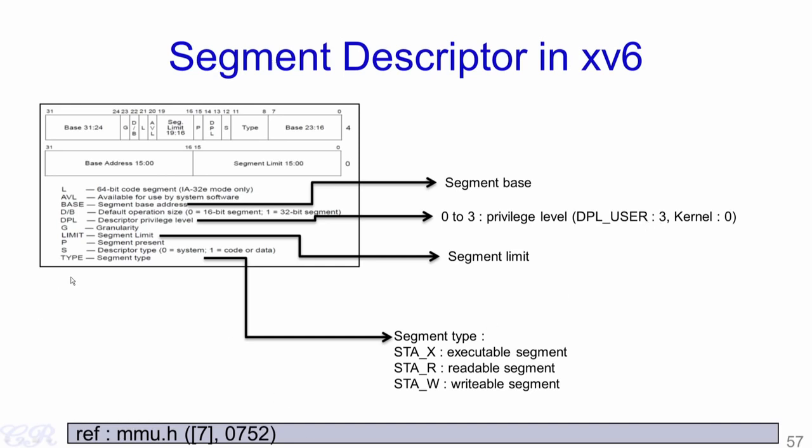Another attribute in the segment descriptor is the segment type. So, these could have 3 values: STA_X, that is executable, STA_R, readable, as well as STA_W, writable segment. In addition to this, you could actually combine these attributes for a particular segment. For instance, you could have a segment which is executable as well as readable. So, you could specify that the segment has a type X as well as R.